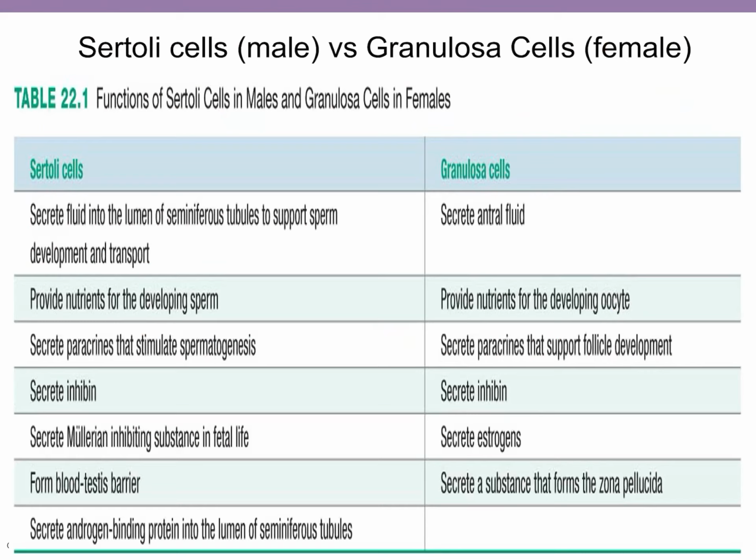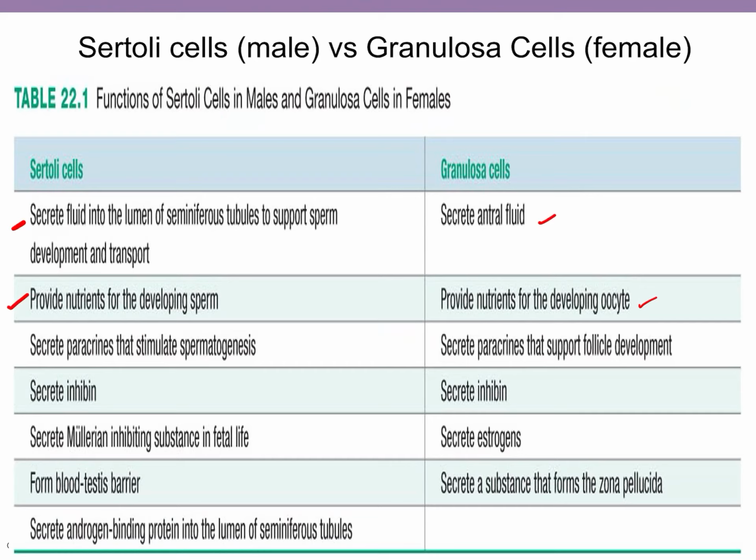So they're both going to surround the developing gametes. Remember that the Sertoli cells are secreting fluid into the lumen of the seminiferous tubules to support and also to transport the sperm. And the granulosa cells are going to secrete antral fluid, the fluid that's going to eventually create the antrum of the follicle. The Sertoli cells provided nutrients for the developing sperm, and so do the granulosa cells. They are going to do so by actually creating gap junctions that lead from the blood supply into the oocyte. We'll talk about that in a bit.